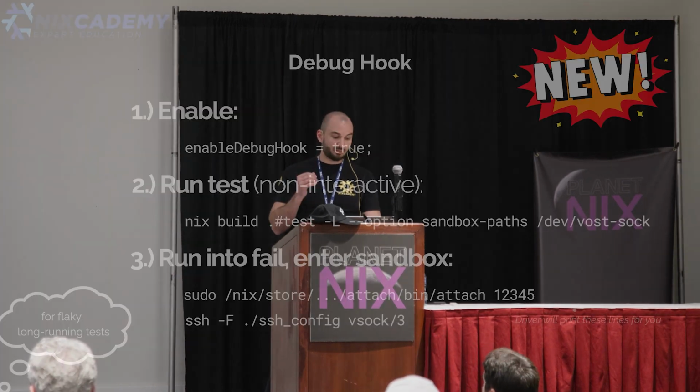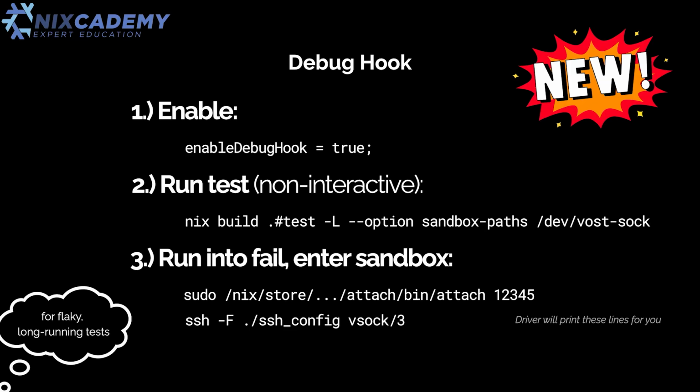Okay, then there's also this feature that I want to mention at least. There's a debug hook. Instead of just saying SSH enable, backdoor enable equals true, you can, in addition to that, add enable debug hook. That is a very specific feature. I'm mentioning it not because you would use it all the time, but if you need it, it's a lifesaver.